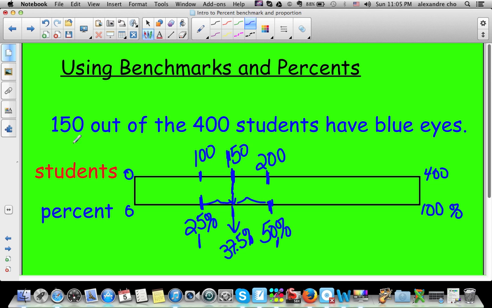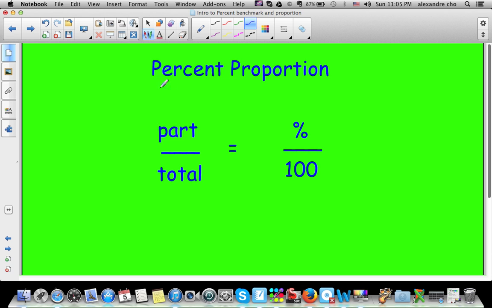Okay? Okay, this you copy. This is our percent proportion that you're going to be using. The benchmarks give you an approximate idea, okay? But with this, you can get a more precise answer by using this particular setup. And you'll see how that works in a second. So copy this. It's called the percent proportion. It's this ratio of part to total equaling a percent over 100.